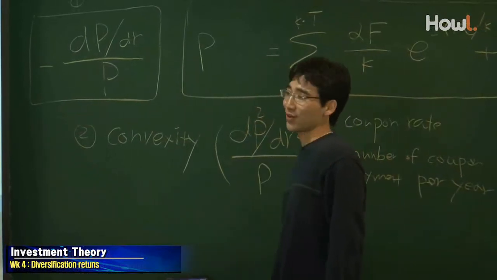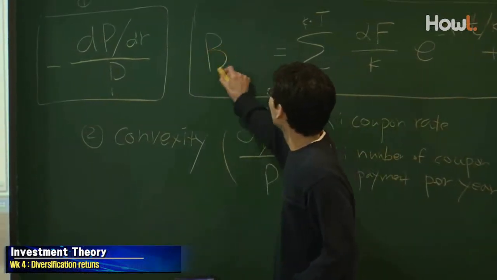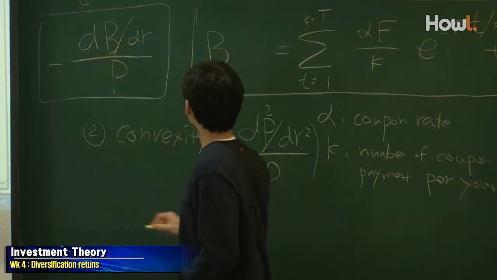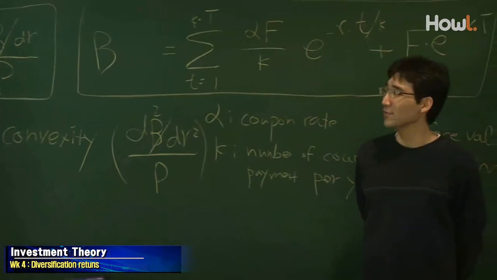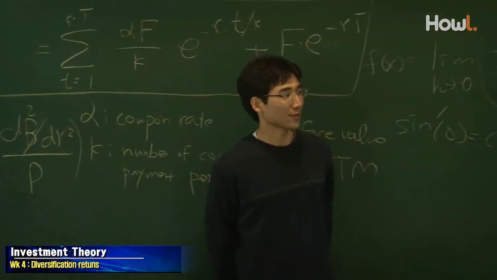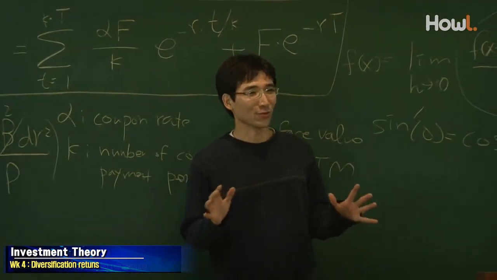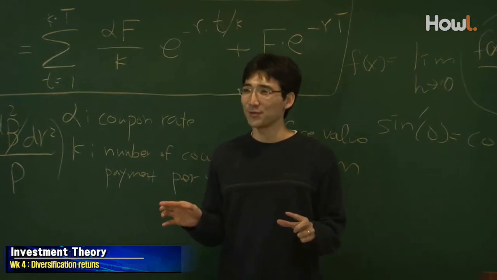So let's align our notation. B is the bond price. So this is the duration. Any question? Not difficult. You all can do that.